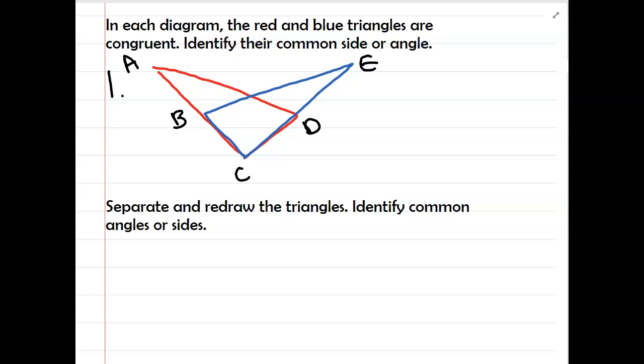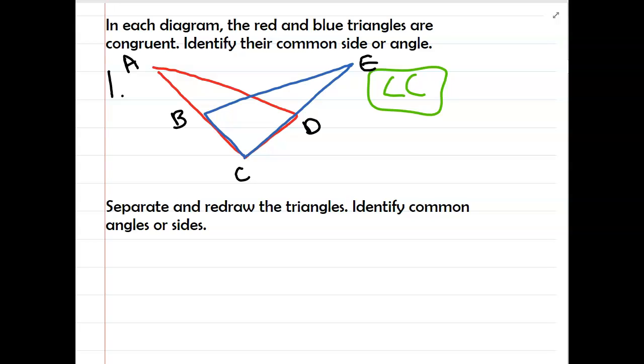If you look at the common angles, not angle A, not angle E, not angle B, not angle D, but you see how angle C? See how it's the exact same angle for both triangles? That's the shared angle, that's the common angle that they have. That's what we're looking for.